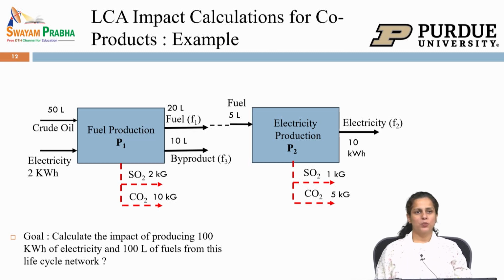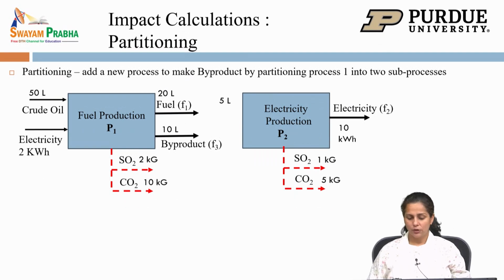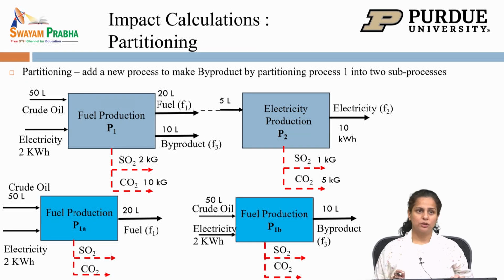In this example, we have the same case of byproduct formation in the fuel production process, and we have the electricity production process. The goal of our LCA is to calculate the impact of producing 100 kilowatt hour of electricity and 100 liter of fuels from this life cycle network. Of course, we are not going to produce any byproduct, but we cannot avoid production. So, we need to allocate the impact to only fuel. So, we need to partition the impact that is going to the byproduct. So, here we will be establishing the network using the partitioning.